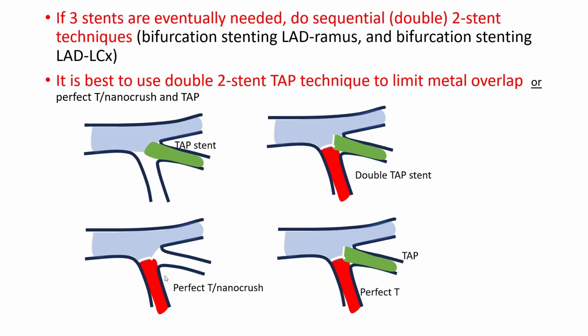Or alternatively, you can do perfect T nano crush into the left circumflex, which has the same steps as the standard single kiss crush, except you're creating very little protrusion or crush into the main branch. So you do that perfect T nano crush into the circumflex, then you nano crush it with a left main LAD stent, then you do a TAP into the ramus. So it's best to use that double two-stent TAP technique or perfect T and TAP in those cases.